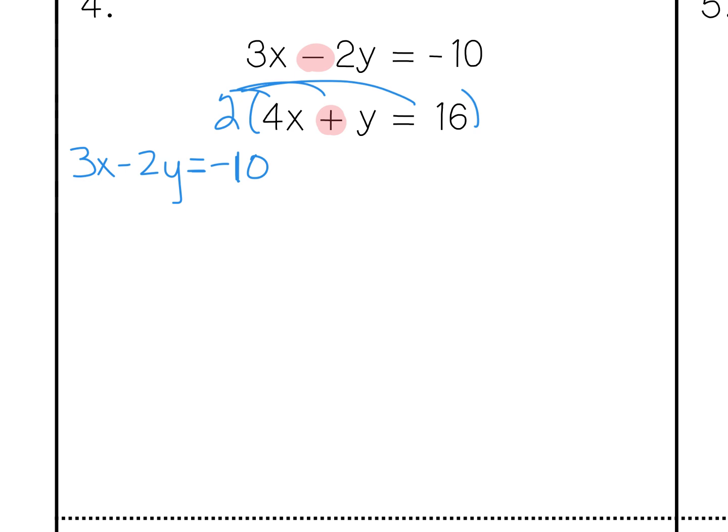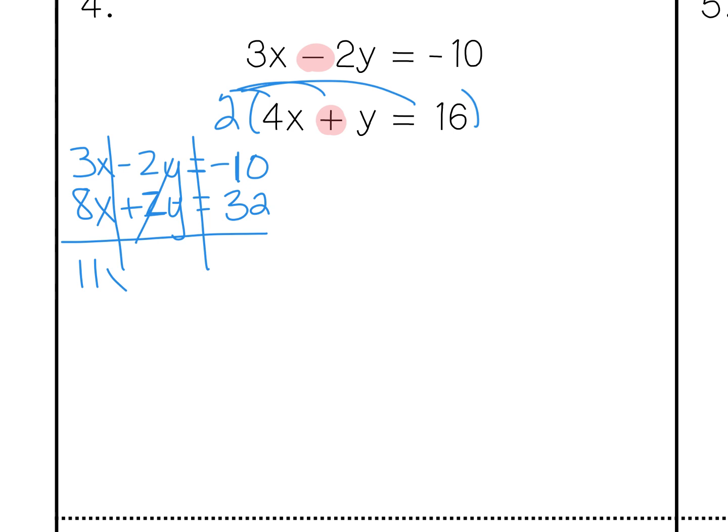So I've rewritten my first one. 2 times 4 is 8x, and then positive 2y. So now that is going to eliminate. And then 2 times 16 is 32. Now I can look at things vertically. My y's eliminate. 11x equals positive 22. When I divide by 11, I get x equals 2.